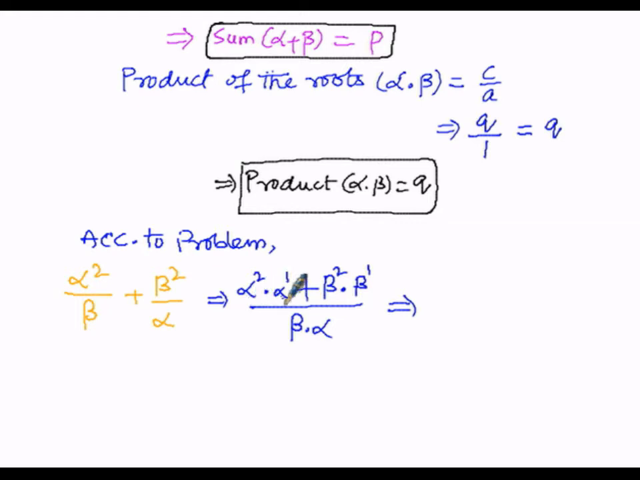So here, when bases are the same and there is multiplication in between, according to the product rule the exponents must be added up. 2 plus 1 is 3, so we will be getting alpha cube. Plus here also the same: bases are the same and into in between, so the exponents must be added up. 2 plus 1 is 3. So beta whole cube overall divided by beta into alpha or alpha into beta, both give the same meaning.